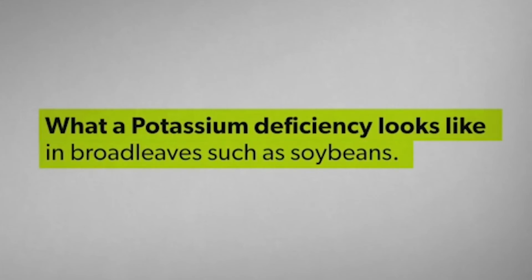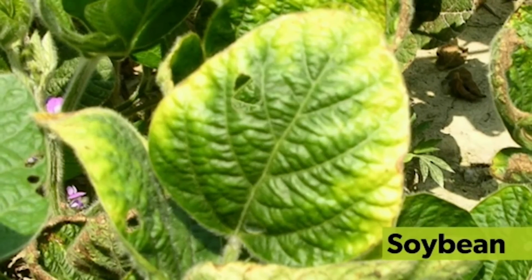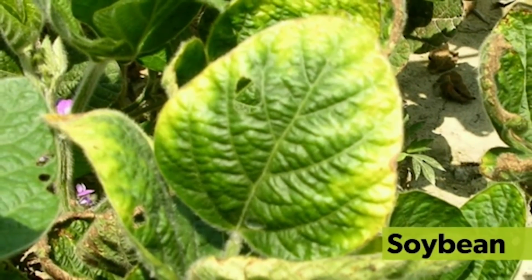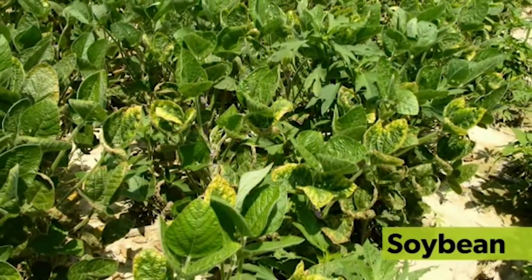In broadleaves, potassium deficiency is typically going to exhibit, again, in that lower canopy, but specifically in crops like soybeans, you'll actually see that yellowing of the leaf edge, but it's going to be the new tissue as opposed to the older tissue.